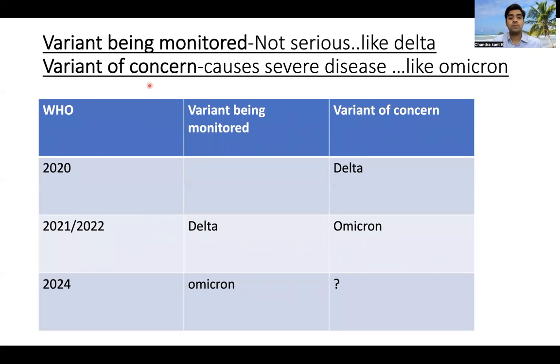public. So I want you to understand this in a clear way. That is why I've made this chart. In 2020, the variants being monitored were alpha and beta, and the variant of concern was delta. In 2021-22, the variant being monitored is delta, and the variant of concern is omicron. In future, when new variants come up, the variant being monitored will be omicron, and we'll have a new variant of concern. So a variant of concern is something which causes severe disease, like omicron right now, and a variant being monitored is not a serious disease, like delta, which has been controlled.